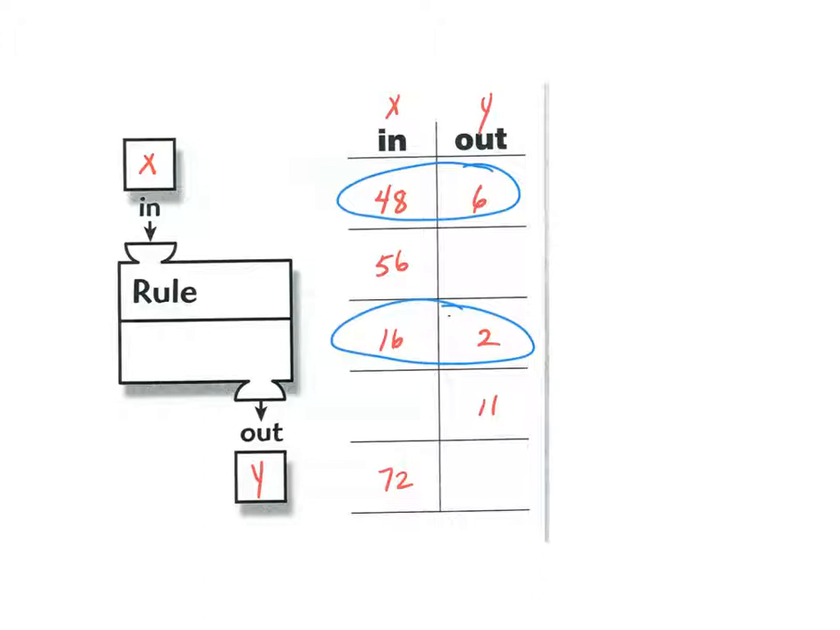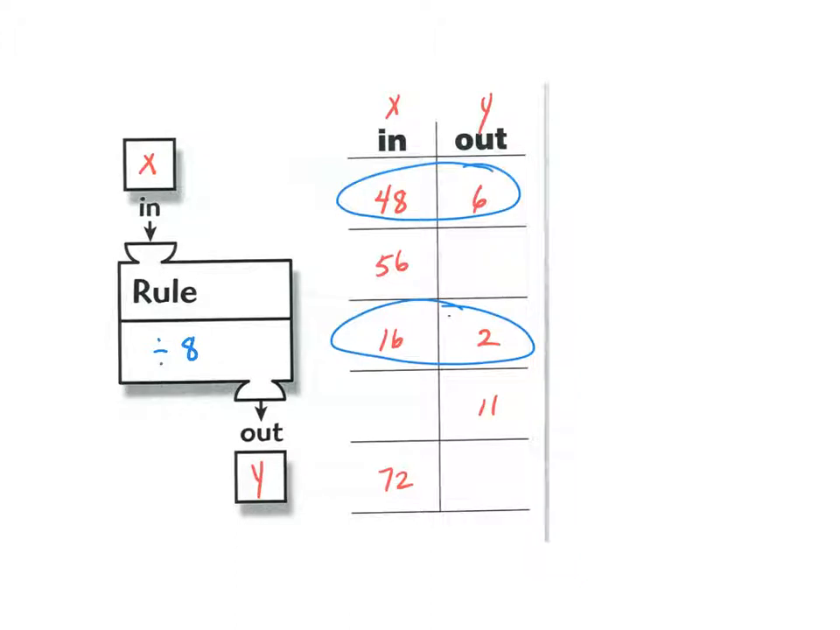It looks like my numbers are getting smaller, so that means it's most likely going to be division or subtraction. In my first example at the top, 48 and 6, if that were subtraction, it would be subtracting 42. And down here, I'm clearly not subtracting 42. So it's most likely division. 48 divided by 8 equals 6, and 16 divided by 8 does equal 2. So now I know that the rule is dividing by 8.